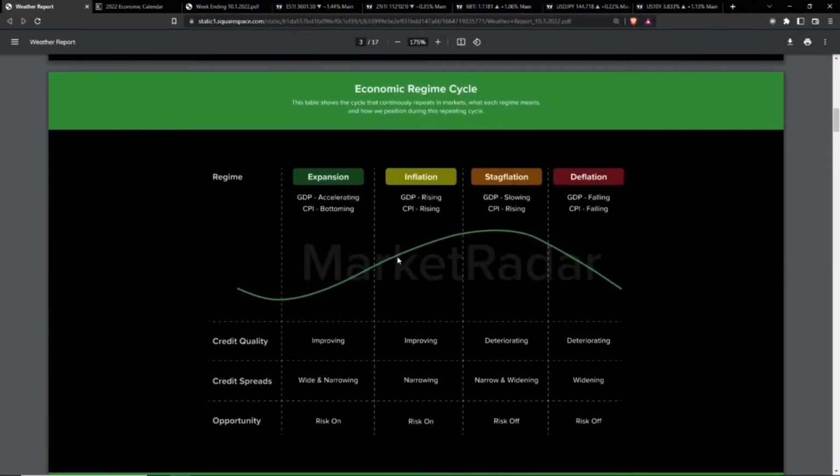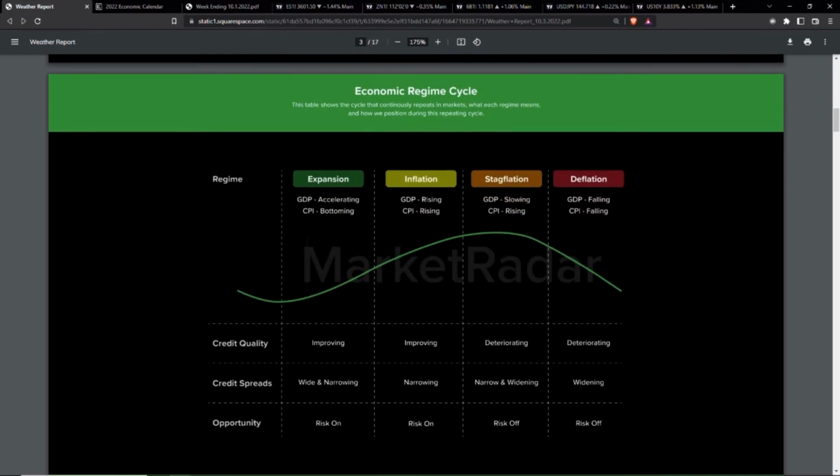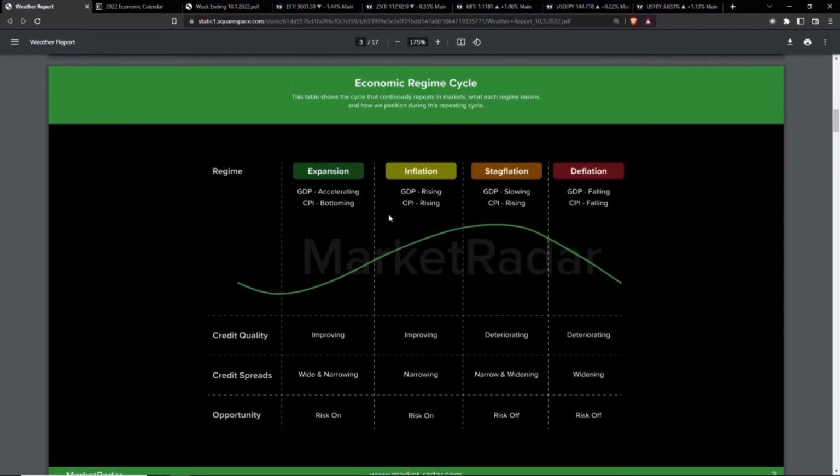On slide 3 here, we have what was normally sitting on the website that outlined the economic regime cycle. Obviously, right now we're in stagflation, but this is a precursor to the entire report, because some of you might not remember, or might not have ever seen this. Everything below in this report is built on the premise of what is described in this slide. So it's always good to go back, take a look at it, get a better understanding.